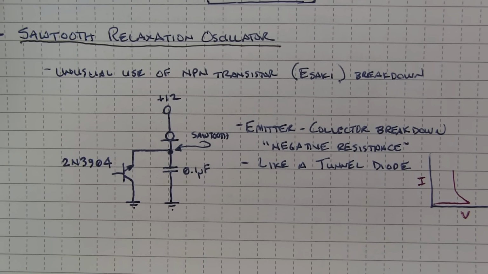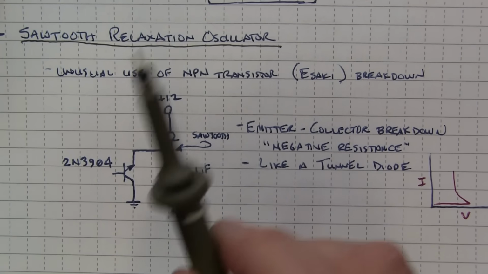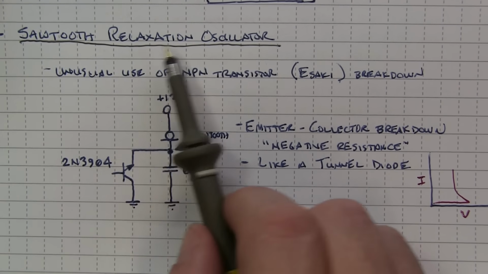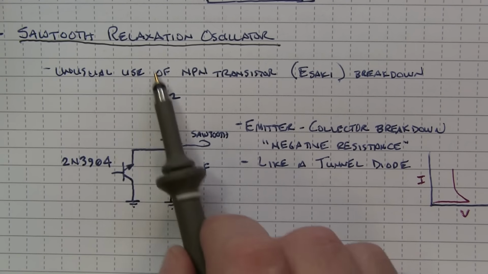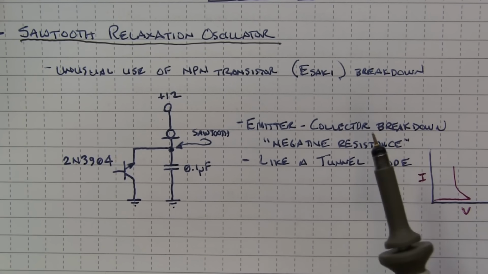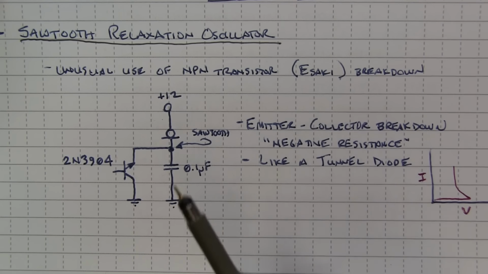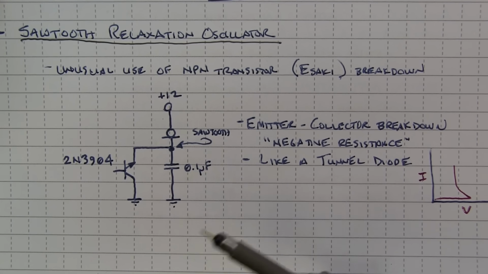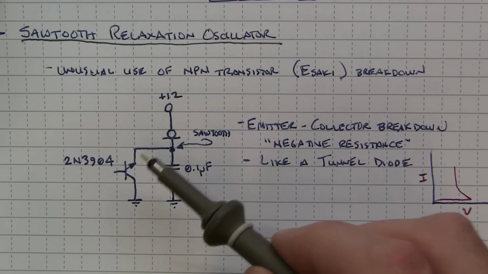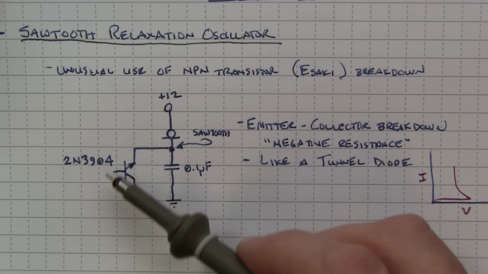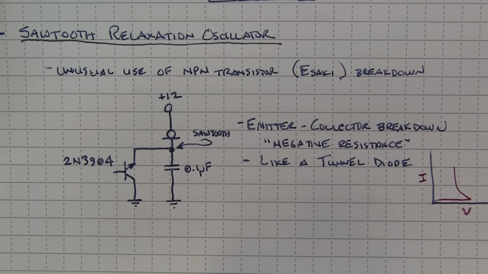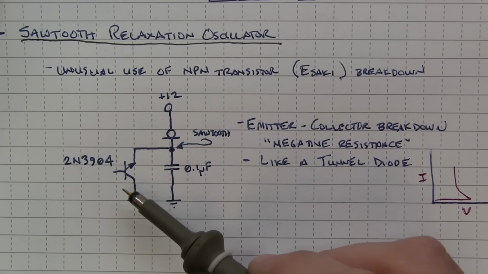Now a fun and interesting application is to use this same characteristic to create a sawtooth relaxation oscillator. To do this, we're going to take an unusual use case for an NPN transistor used in breakdown, often referred to as the Esaki region of the transistor. If we take a transistor such as a 2N3904 and leave the base open, and reverse bias the emitter to collector, that will eventually break down.